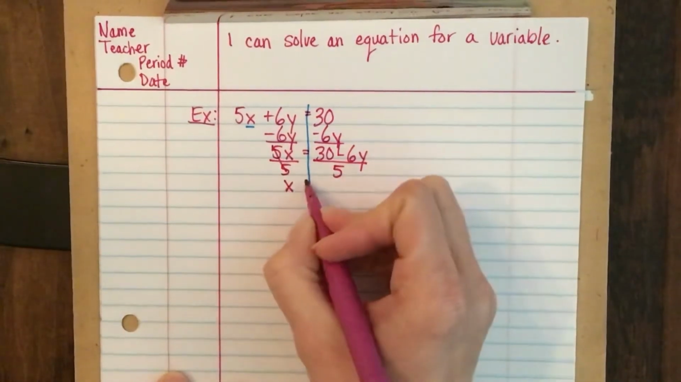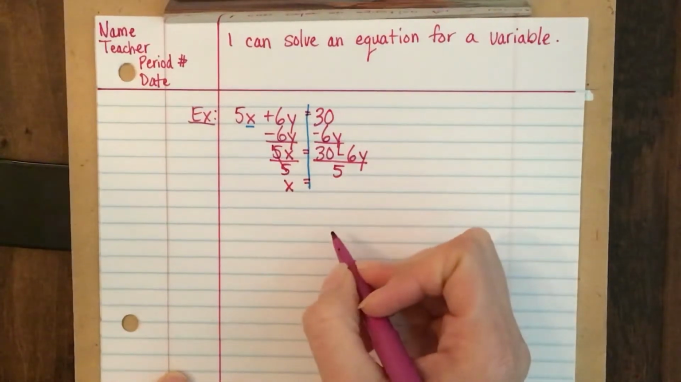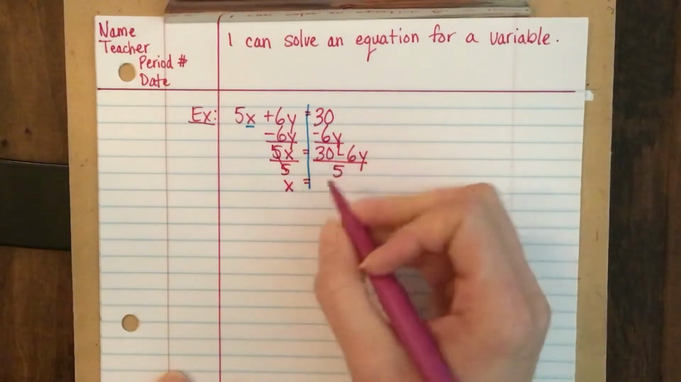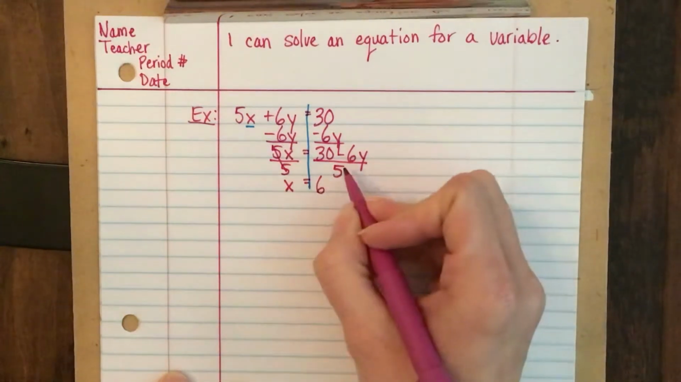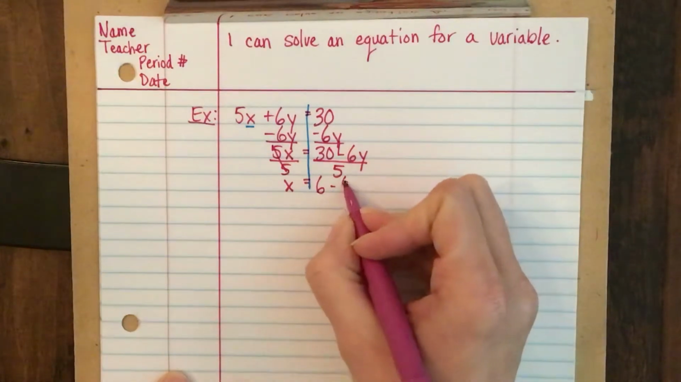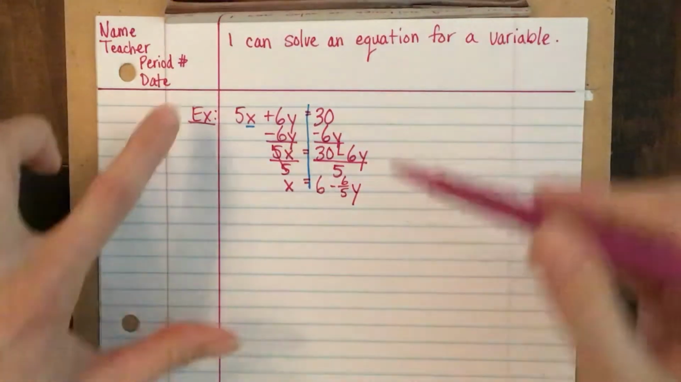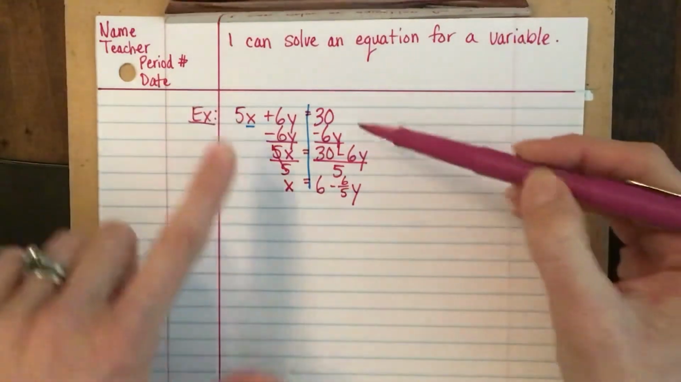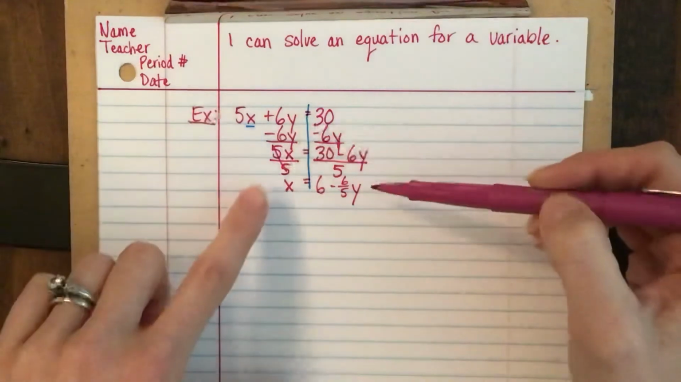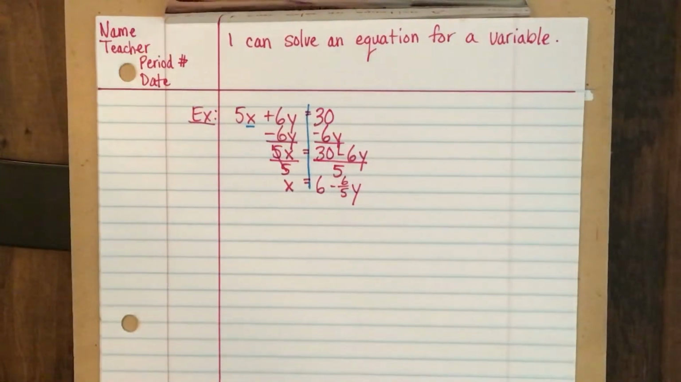And I get x is equal to, now you distribute this just like you would if the parentheses were in the front and you were multiplying by 5. So 30 divided by 5 is 6. 6 divided by 5, we can leave this as a fraction, is 6/5 y. So we haven't changed the value at all of these two equations. They are equivalent to each other, but this equation just happens to be solved for x.